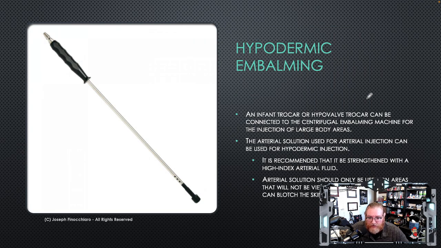An infant trocar or hypovalve trocar can be connected to the centrifugal embalming machine for the injection of large body areas. The arterial solution used for arterial injection can be used for hypodermic injection. It is recommended that it be strengthened with a high index arterial fluid, and arterial solution should only be used on areas that will not be viewed, as the dye in the fluid can blotch the skin. One of the things about using the solution you've been injecting with is those dyes are now going to be concentrated in one area, and they're going to become very unsightly.